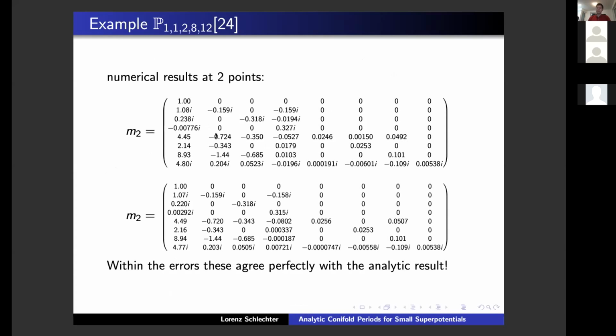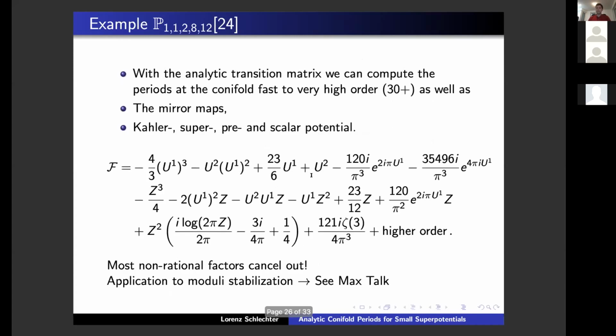Now, if you have these periods, we are finally able to compute also the transition matrix. We are now able to compute the periods. The local basis is really fast to compute to high order, like 30 plus. It's not a problem at all with modern computers. So now you just multiply this with a transition matrix, and you can compute anything you want.